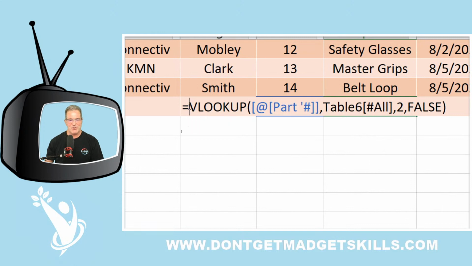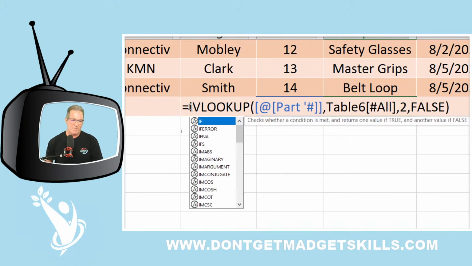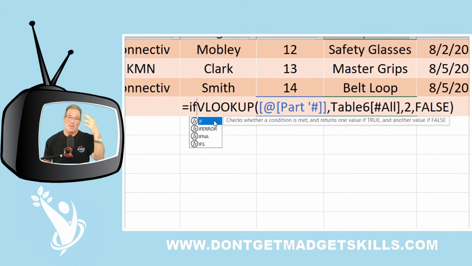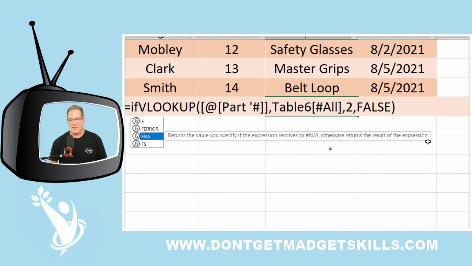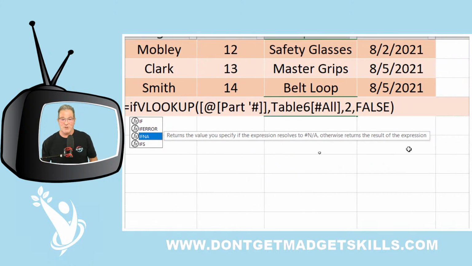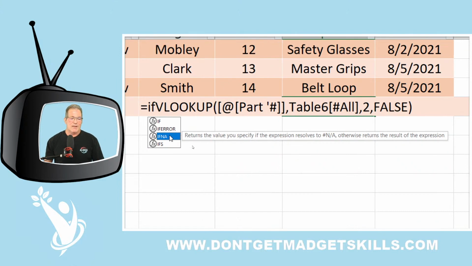And what we want to do is give it an IFNA. We're going to nest this VLOOKUP inside of an IFNA. That's called nesting a function, putting a function inside of a function. So I start typing IF, and when I type in the I, all the functions that begin with an I appear. Then I put in an F, so all the IF functions appear. And here's IFNA, and it returns a value you specify if the expression resolves to NA. Otherwise, it returns the result of the expression. So if there's no result, it's going to be NA. Well, we want to change that.